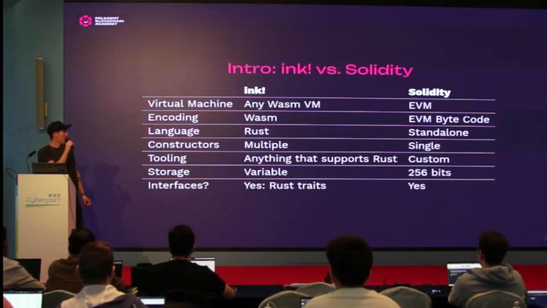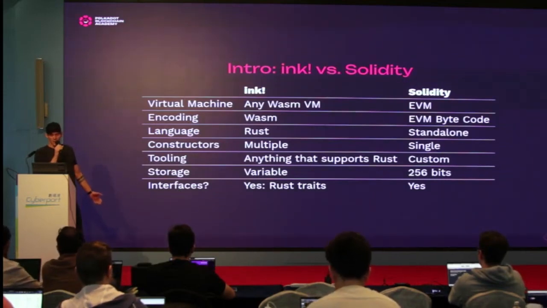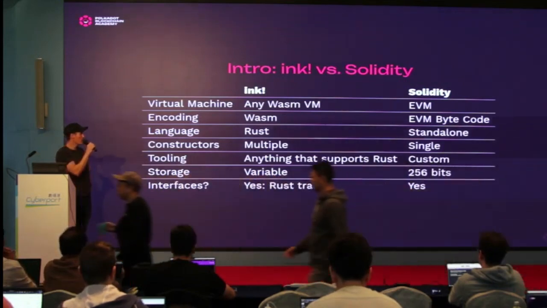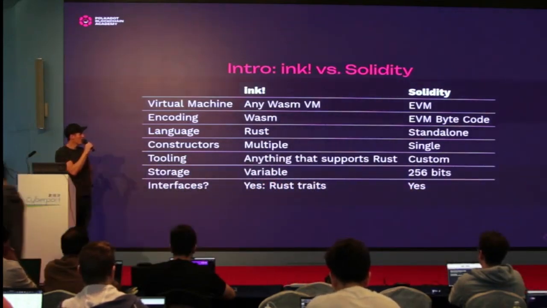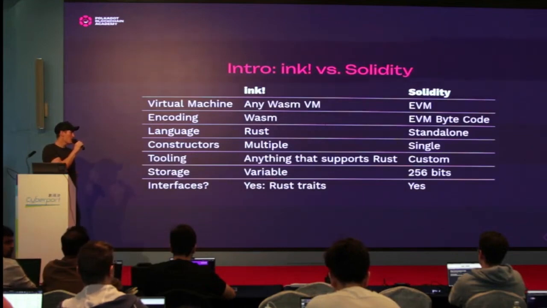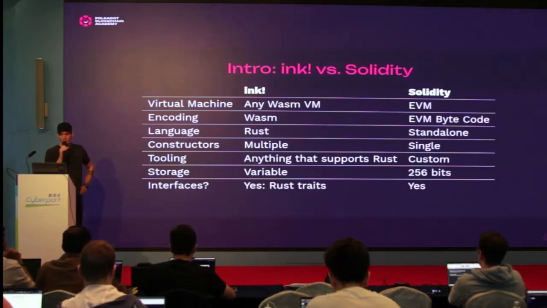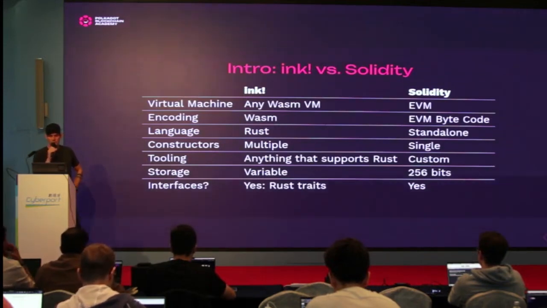So first row, Solidity is compiled to the EVM bytecode, and it executes on the Ethereum virtual machine. Ink, we kind of say here that it's any Wasm VM. In practice, it's bound pretty closely to the platform it runs on, so that's Substrate and the smart contracts pallet of Substrate.